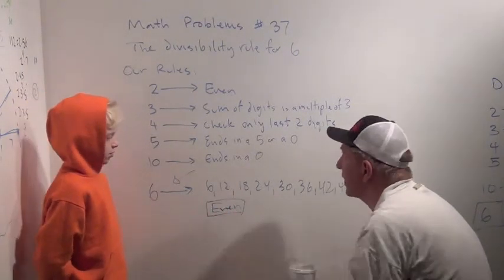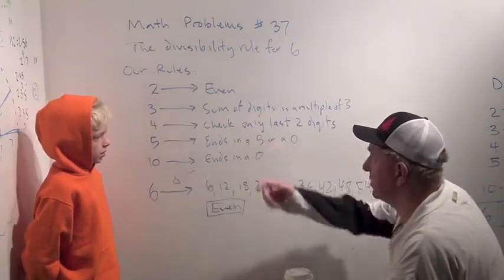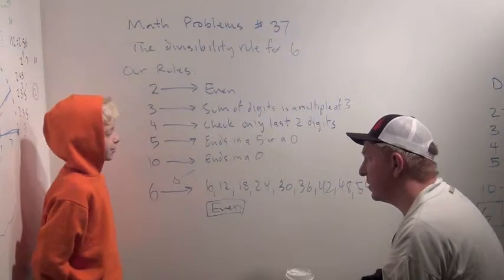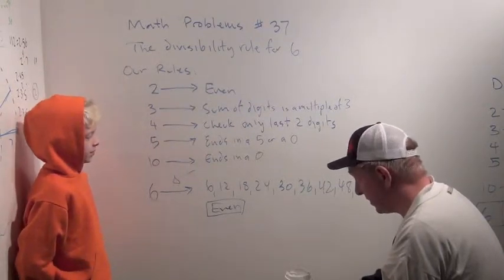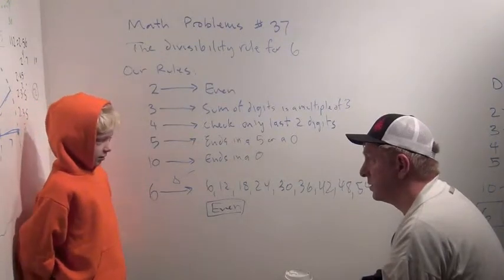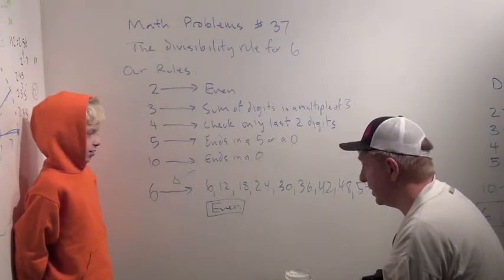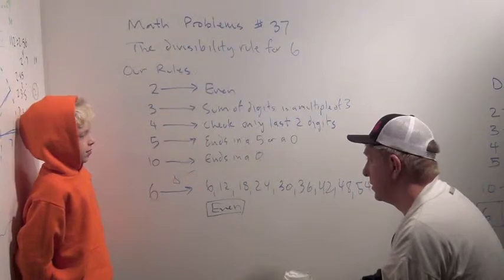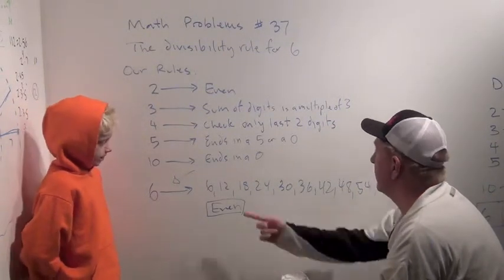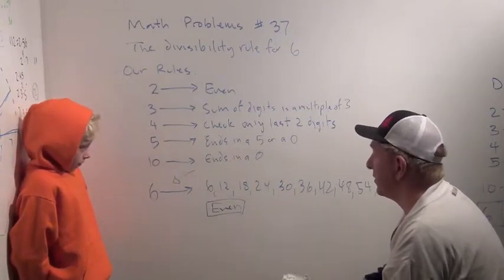So that sounds a lot like this rule, except not all even numbers are divisible by 6. So tell me a number that's even, but not divisible by 6. Well, 16 isn't. Or 2, or maybe 34. Okay. So one thing these numbers all have in common is that they're even.